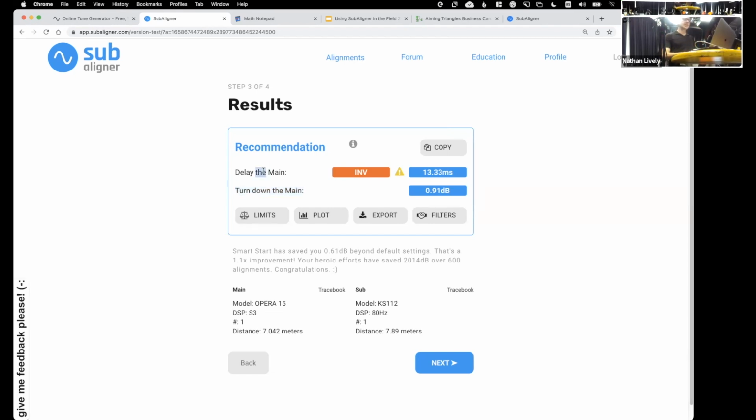So the delay setting should always be very accurate. Like it should be perfect. But the level settings, you should probably still do that by ear. And this is really just an estimate here.